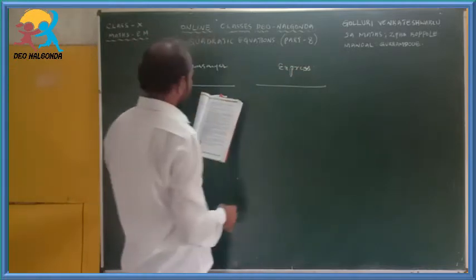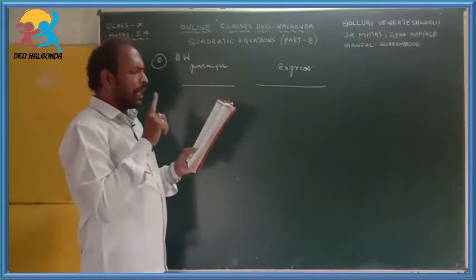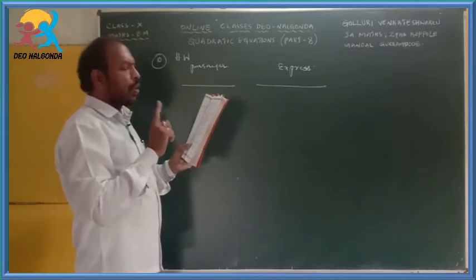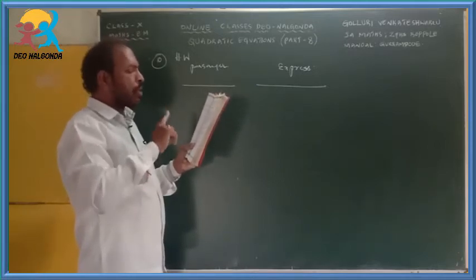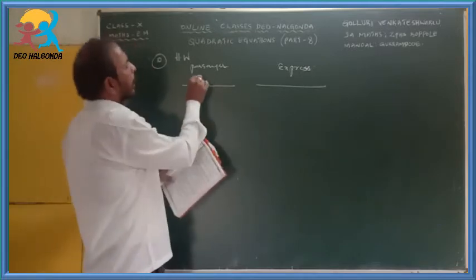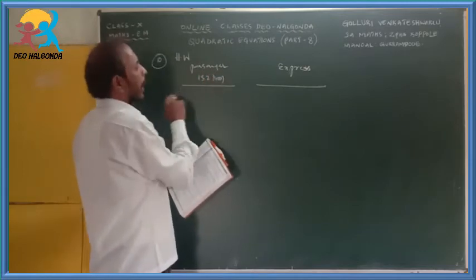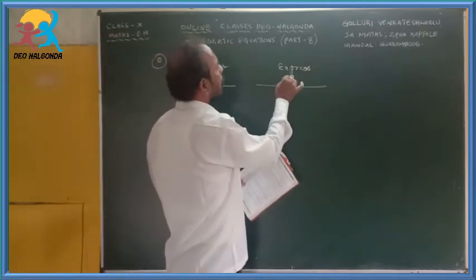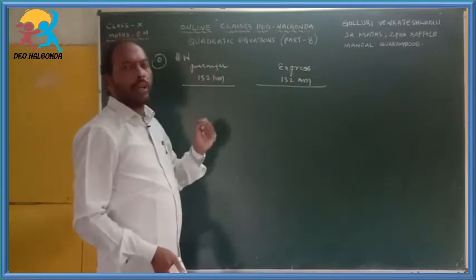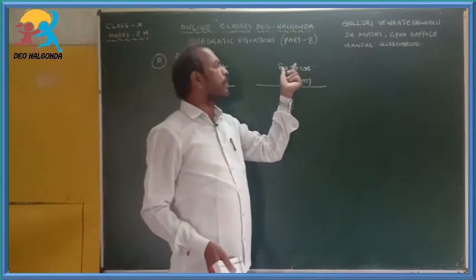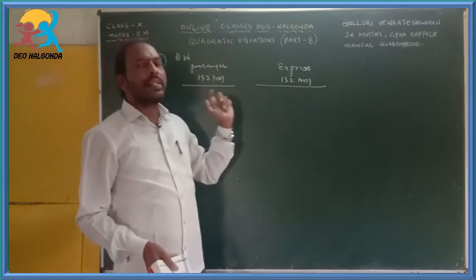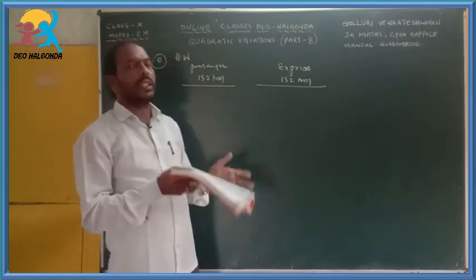So for these two trains, an express train takes 1 hour less than the passenger train to travel 132 kilometers between Mysore and Bangalore. The distance traveled by the passenger train is given as 132 kilometers, and the same distance is covered by the express train, also 132 kilometers. Both these trains are traveling the same distance, that is 132 kilometers.